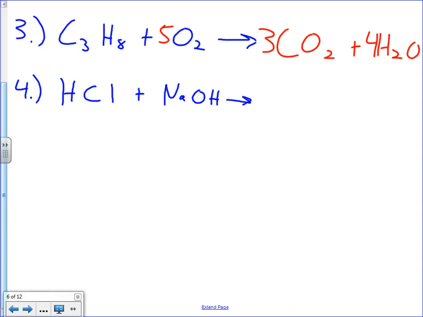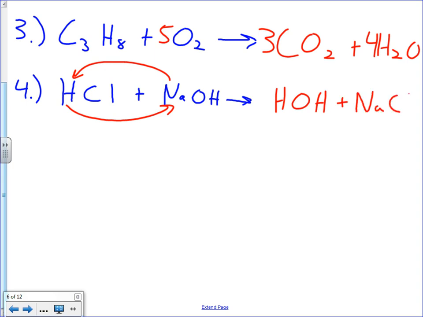All right, so essentially we're just going to do this. Sodium's going to end up with chlorine, hydrogen's going to end up with hydroxide, and we are going to have... okay, this is a strong acid reacting with a strong base, and whenever you have that, you get water and a salt. Happens every time. Okay, that way it neutralizes whatever it was you had before.